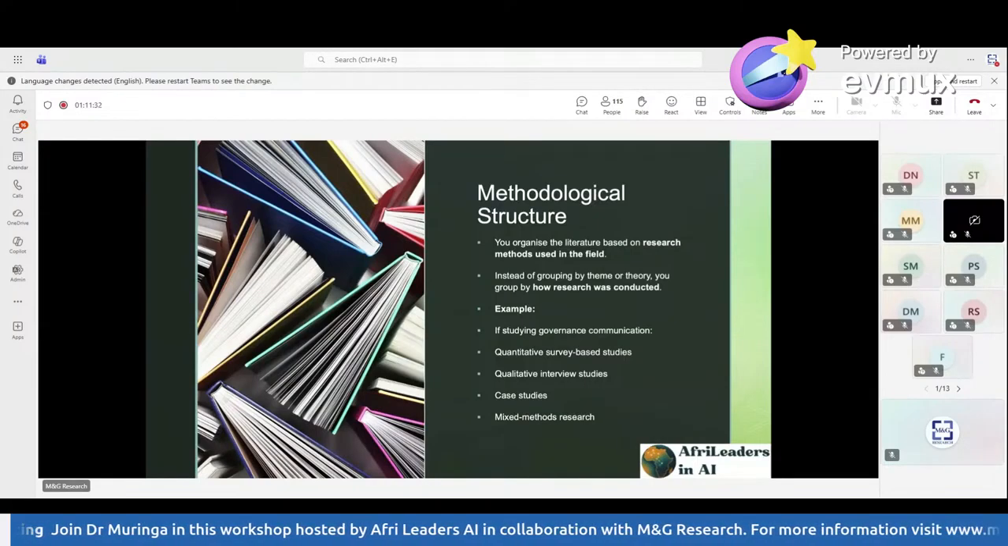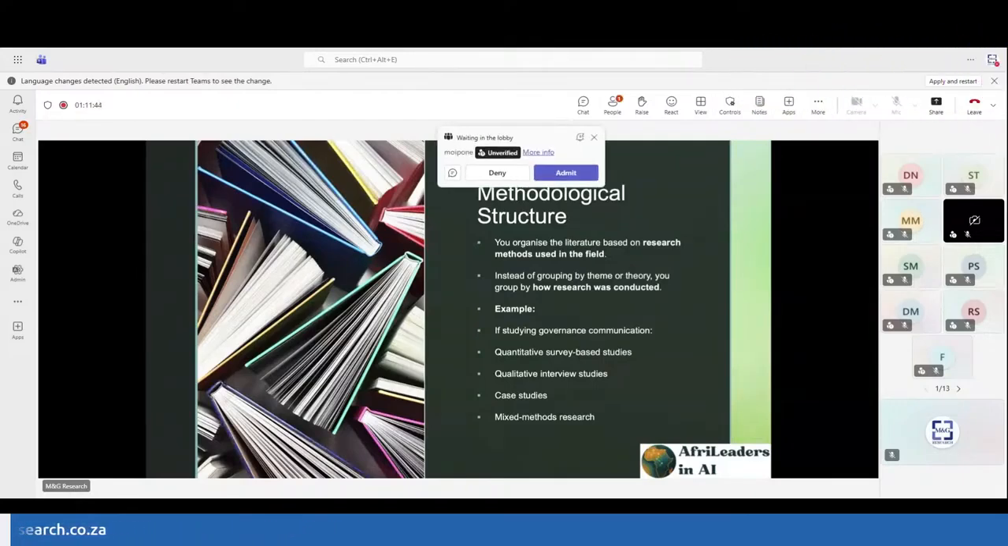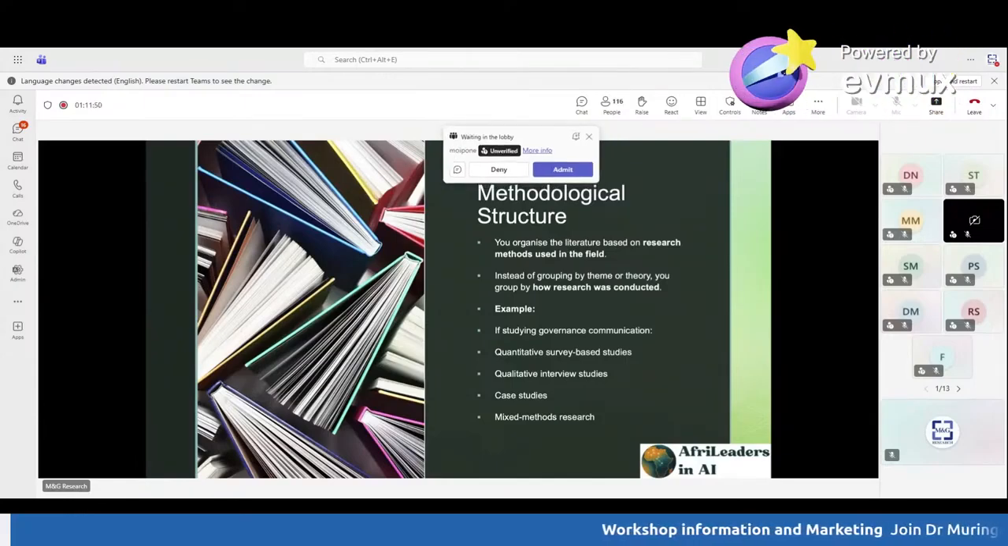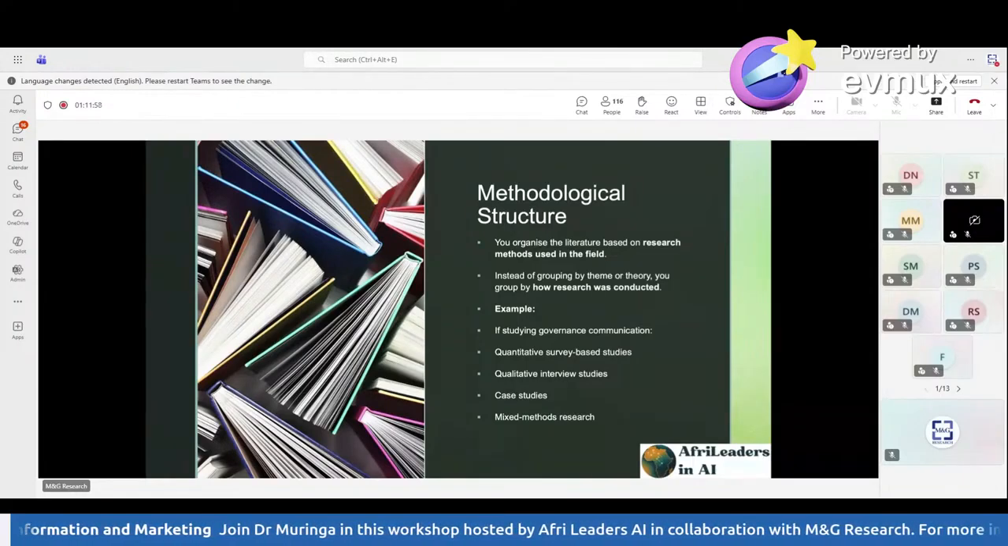So you can decide to write your literature review along methodological structure. So you organize the literature based on research methods used in the field. Right. You are not grouping literature according to themes or concepts. Instead, you are grouping your literature based on the methodologies that have been used. So you say quantitative, the strand of quantitative research, right?